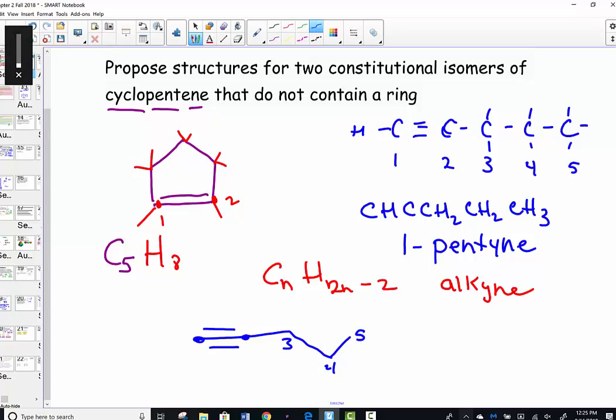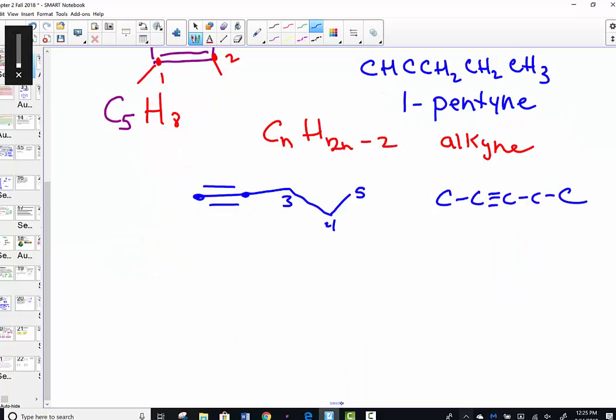Where can we also place the triple bond to create a constitutional isomer? Where would it be different? Between 2 and 3. Excellent, friends. So 1, 2, 3, 4, 5. Between carbon 2 and 3 is a different structure. This would be called 2-pentyne, because the origin of the triple bond begins between carbon 2 and goes to carbon 3.